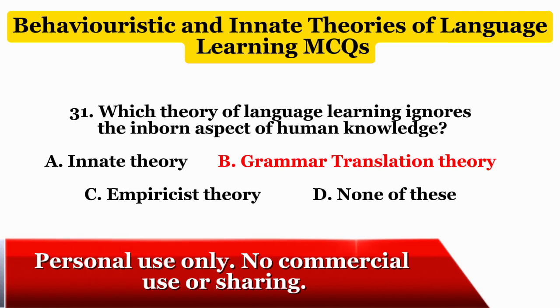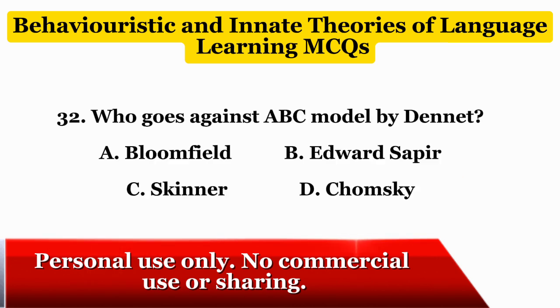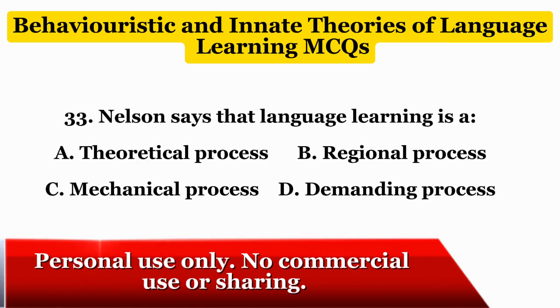Who goes against ABC model by Dennett? Bloomfield, Edward Sapir, Skinner, Chomsky. Right option is D. Chomsky goes against ABC model by Dennett. Nelson says that language learning is a theoretical process, regional process, mechanical process, demanding process. Right option is C. Nelson says that language learning is a mechanical process.